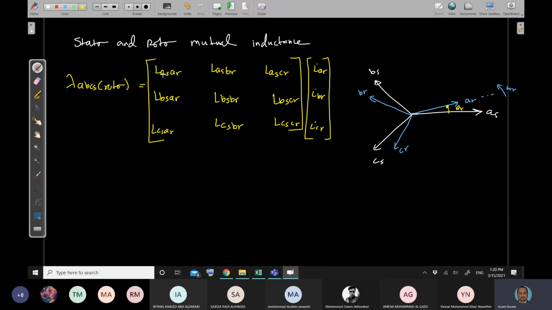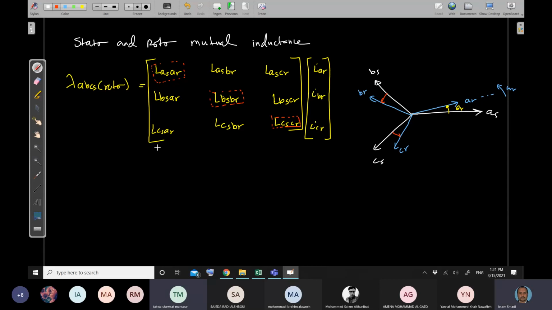So simply the first one, which is the inductance as seen between what and what? Between AS and AR. So the angle between AS and AR is equal to what? Theta R. Now what about the angle between BS and BR? The same thing, theta R. What about the angle between CS and CR? The same thing, theta R.